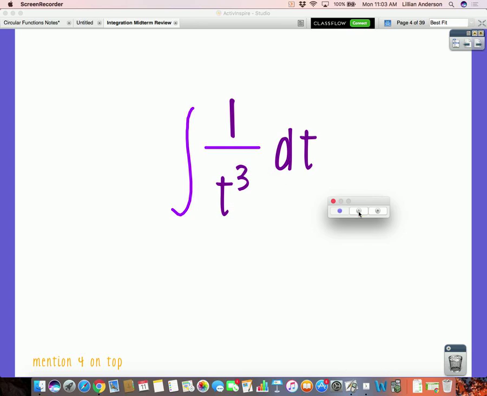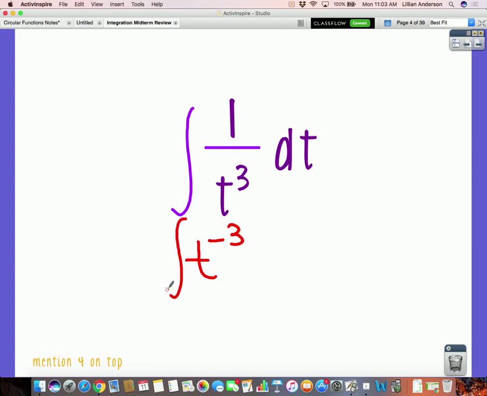I see a lot of you guys forgot. Yes, you could use ln here if it was just 1 over t. But it's 1 over t to the third power. So when that happens, a lot of y'all forgot that you could bring it up by making it negative and then taking the antiderivative of that.